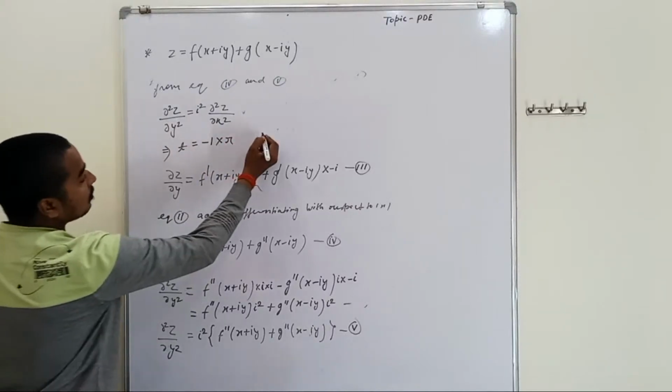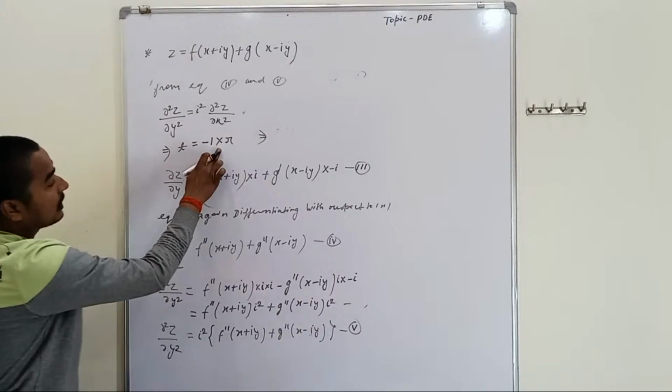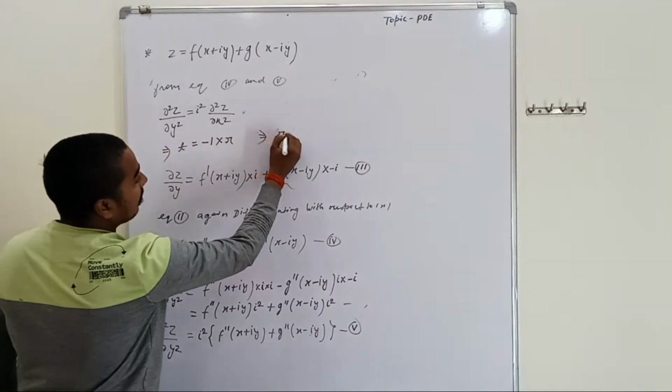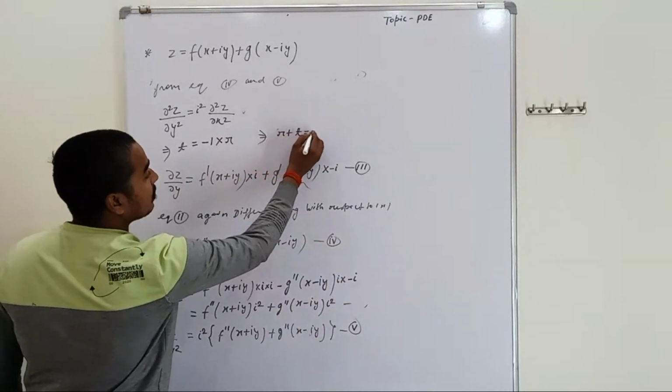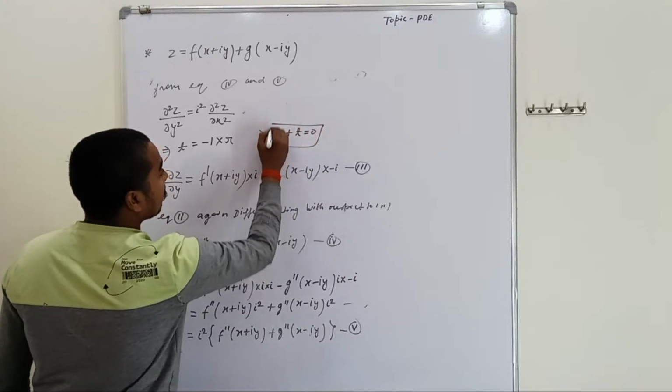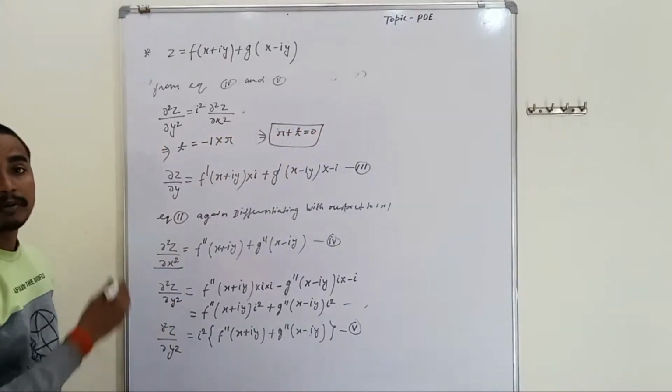Taking minus r to the right hand side, that is r plus t is equal to 0. This is the required partial differential equation of the given problem.